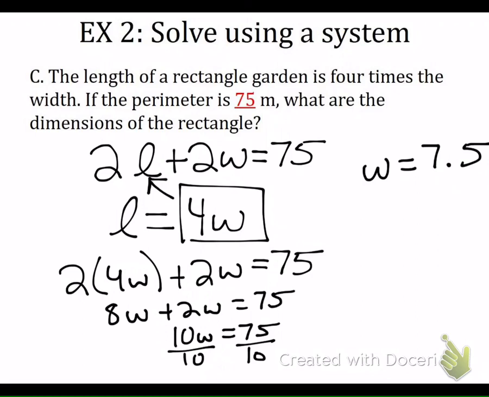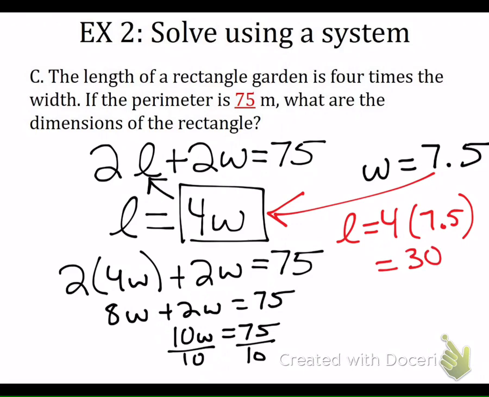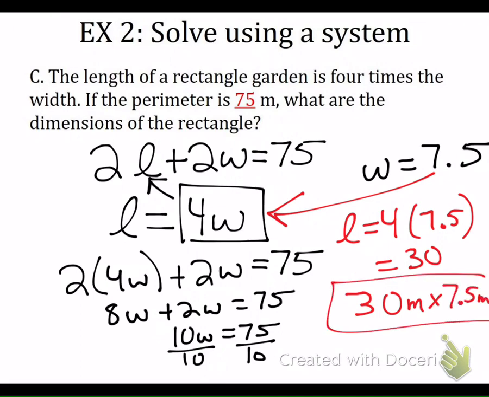Now, see how L is already by itself? So just plug it in. 4 times 7.5. Well, I know that 2 times 7.5 is 15, and that's going to happen twice, so it is 30. All right, so what are the dimensions of the rectangle? So the answer would be it's a 30 meter by 7.5 meter rectangle.